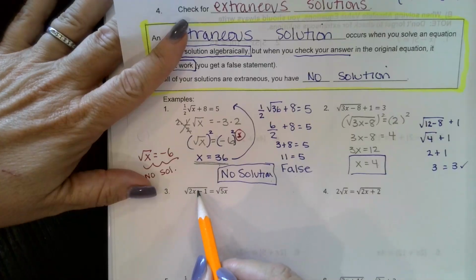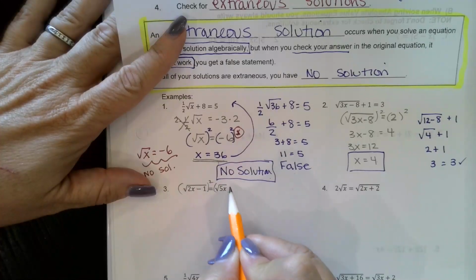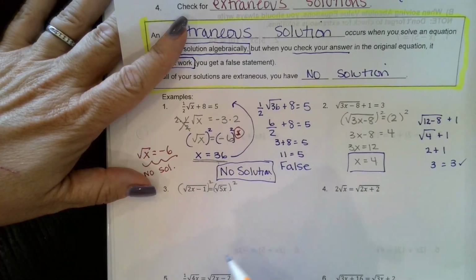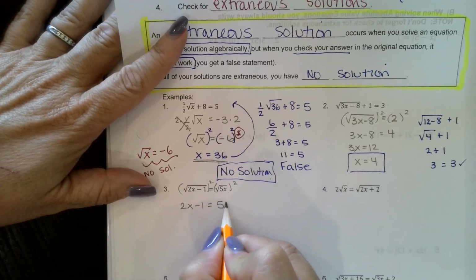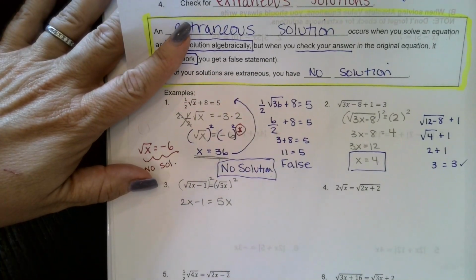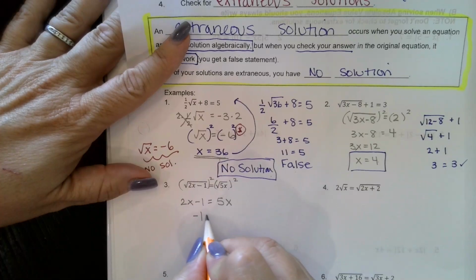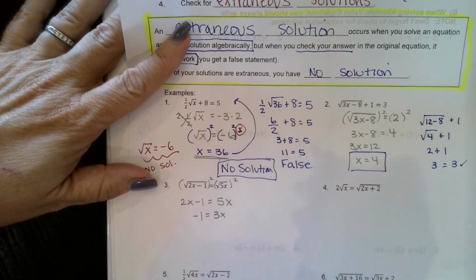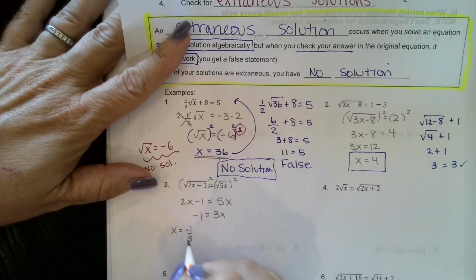So this is isolated, and this is isolated. So I'm going to square this side, and I'm going to square this side. And when that happens, all of those radicals go away, and I just have what's underneath the radical. So I would have 2x minus 1 and 5x. So if I move this around, I would have -1 equals 3x. And then I would divide, and I would have x equals -1/3.